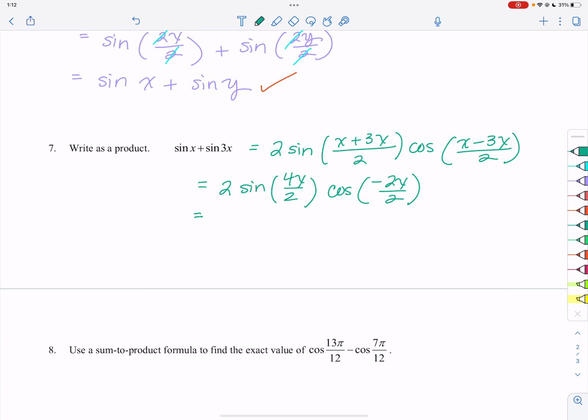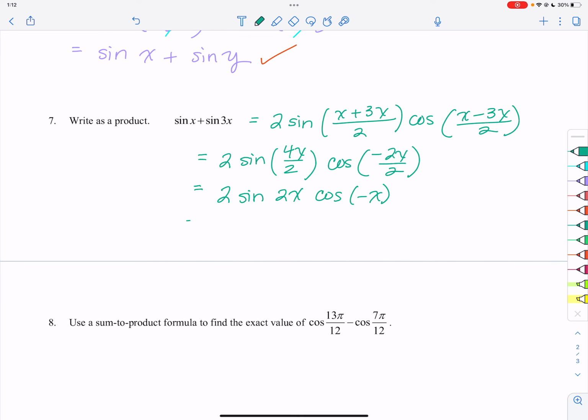And that's equal to 2 sine of 2x cosine of negative x. And that's just equal to 2 sine of 2x cosine of x.